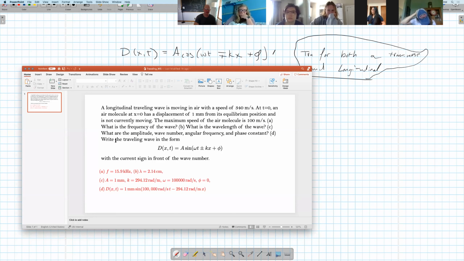From this, what I want to know is: what is the frequency of the wave? What is the wavelength? What are the amplitude, the wave number, the angular frequency, and the phase constant, meaning what is this phi here? Finally, write down the wave function D equals A times the traveling wave form using the correct sign. Again, the plus sign means it's moving one way and the minus sign means it's moving the other way. So this is the first group assignment.